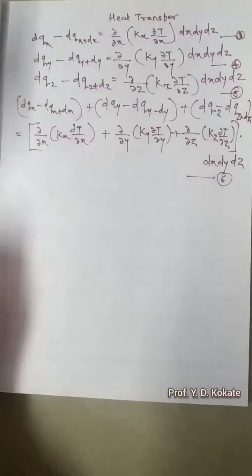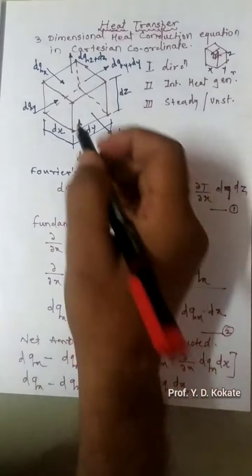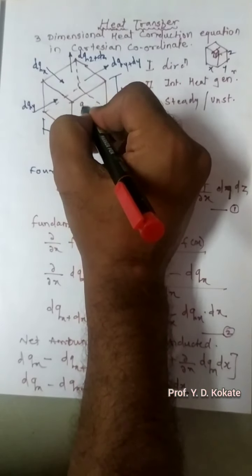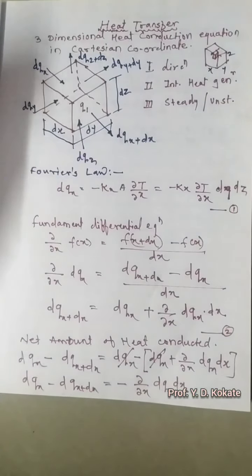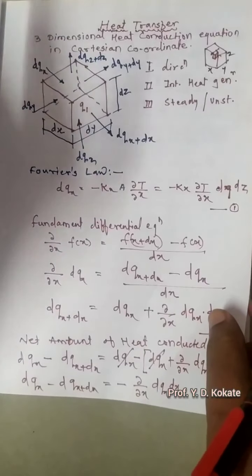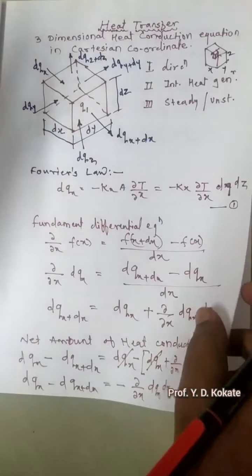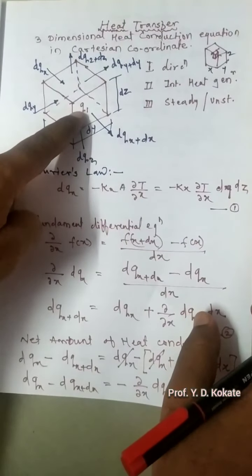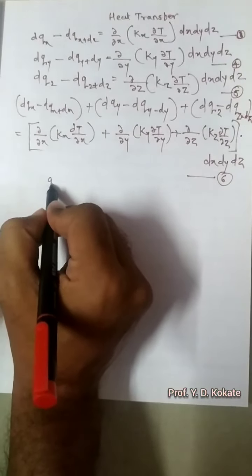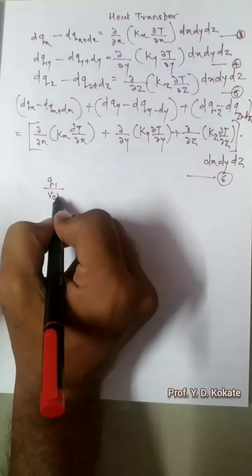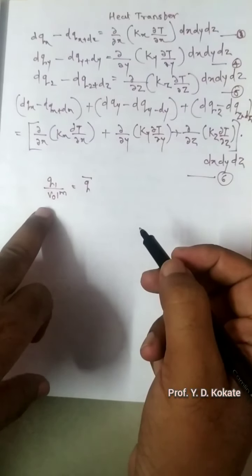Now once we find this heat transfer in all directions, next is the amount of heat generated inside the system. So Q1 is the amount of heat generated inside. In a nuclear reactor, heat is generated. In an electric current wire, heat is generated. So how do we take account of this heat? Q1 is the amount of heat generated per unit volume. So how to write it down? Q1 upon volume is Q bar. So what is Q bar? Q bar is the amount of heat generated per unit volume.